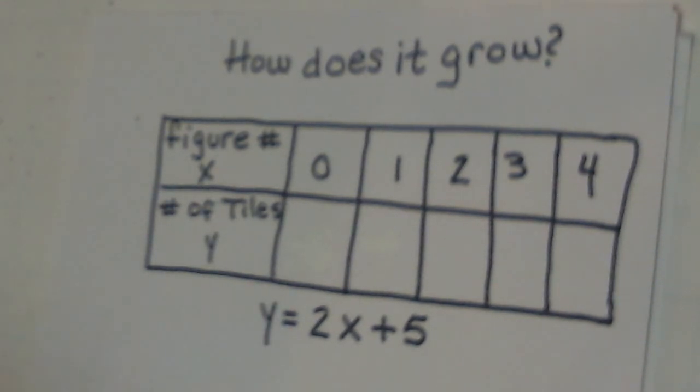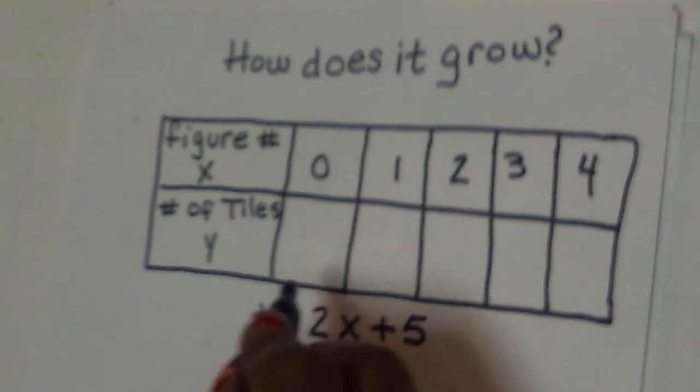I'll fill in the starting value first. You have learned from the tile patterns that the starting value is in figure 0, and we had to add that number to find the total number of tiles. So I will look at my equation to find what was added. I have y equals 2 times x plus 5, so what was added was 5. So this must be my starting value.